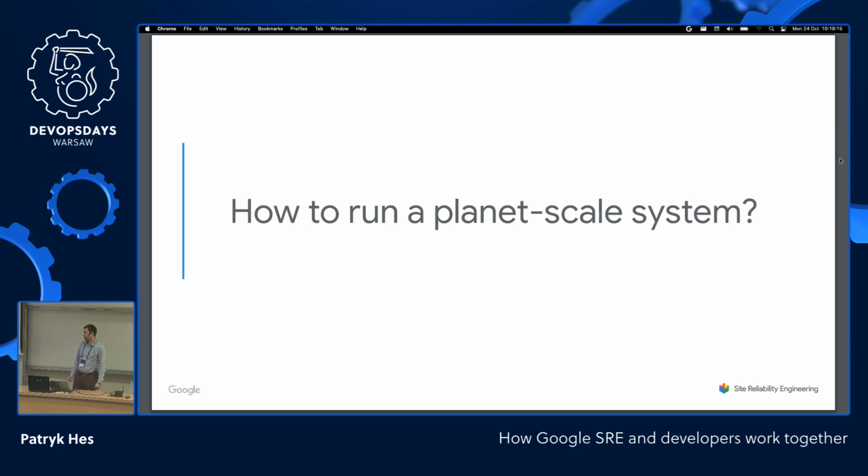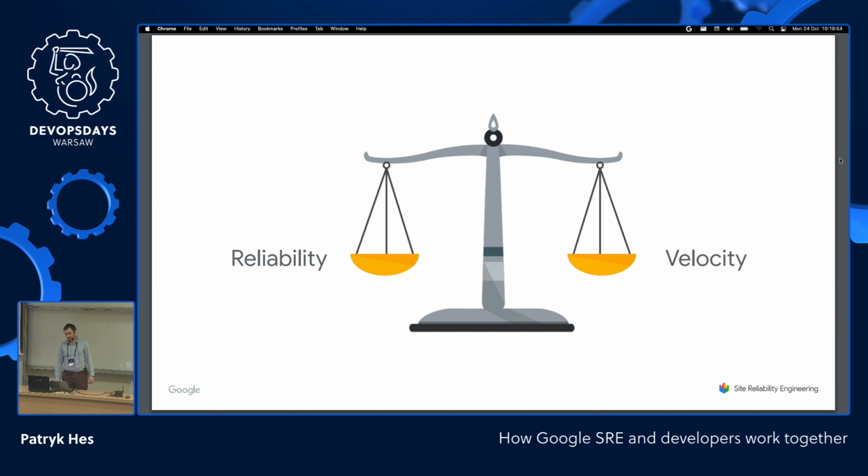We may ask ourselves questions: how to run a planet-scale system, how to start running one, how to keep it running, how to perform changes to that system, how to turn down parts of the system while turning up some other ones. Because it's a complex problem, it needs to be broken down into pieces. We need to identify the major forces at play. When you're managing a large production system, the two main factors involved are reliability and velocity, meaning the reliability of the services and the velocity of the development of the services.